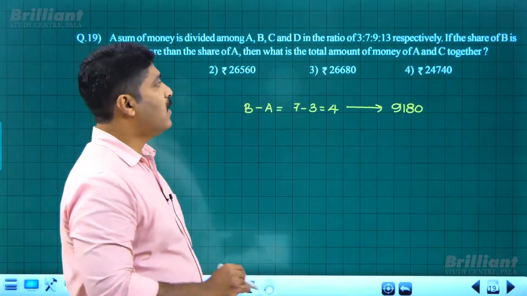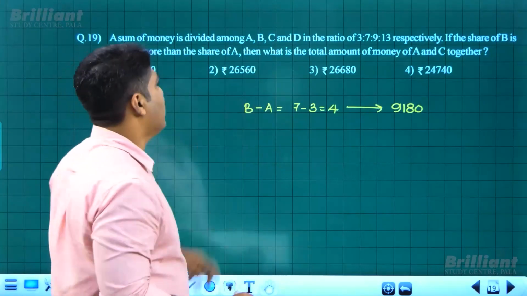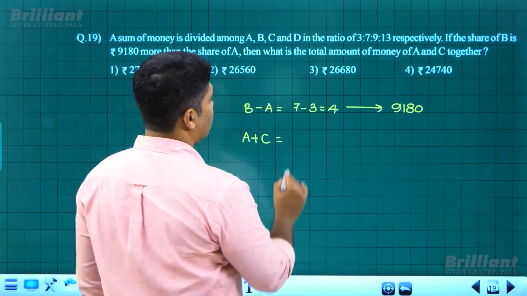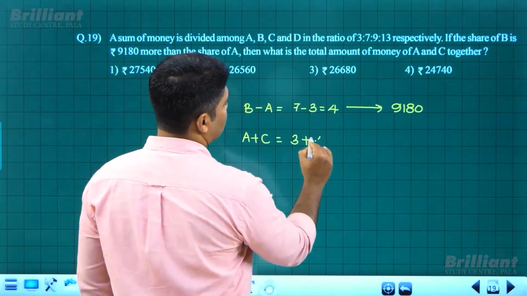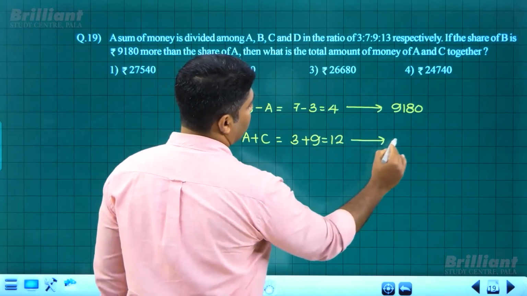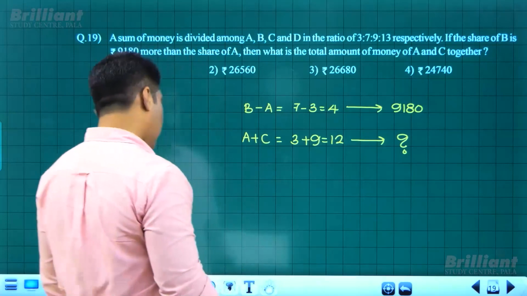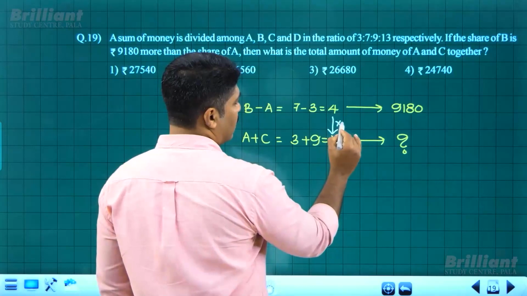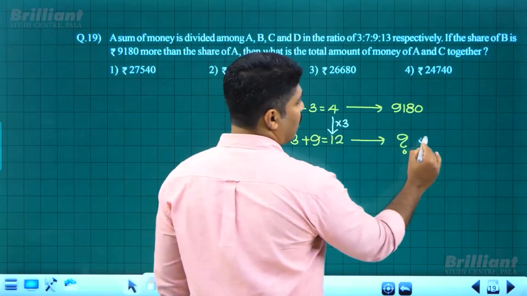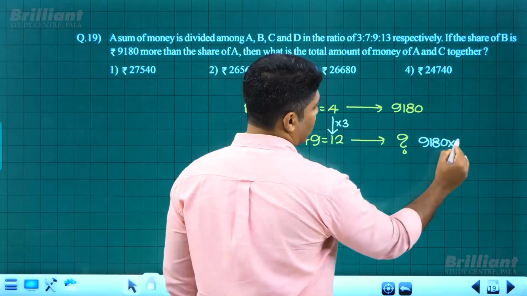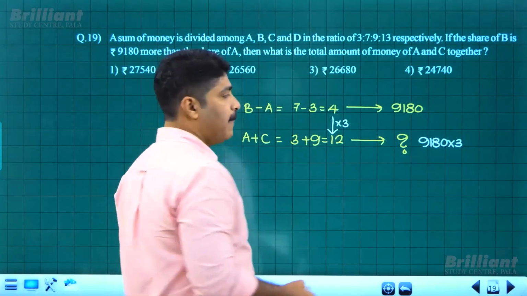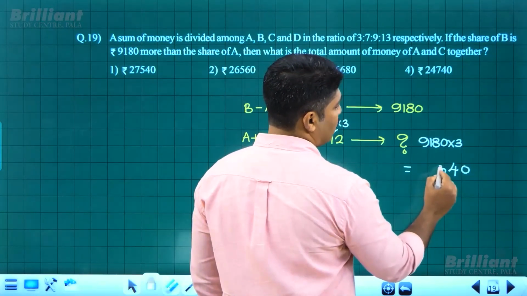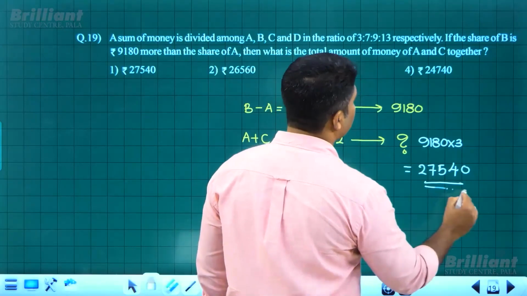Then we have to find out the total amount with A and C. So that is A plus C. Here A is 3 and C is 9, which is equal to 12. We have to find out what is this value. While observing this one here, we got the idea. This 12 is nothing but 3 times this value. Therefore, here you have to consider 3 times this value. That's the easiest conclusion here. Or if we are doing this one, 3 into 8, 24 is there. So this is 52,7540.